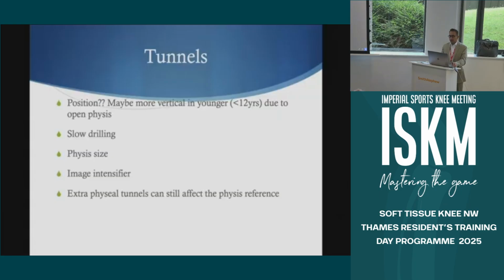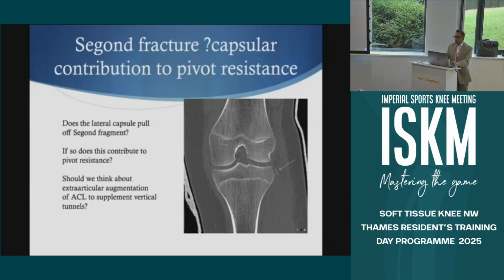You want very slow reaming speeds. I always do it under image intensifier. God knows what that's doing to the lenses in my eyes and my thyroid. And you don't want any hardware crossing the physis. Sometimes the tip of my screw just tickles the tibial physis, but it's not too bad. What about this? What's that? Segond. Why is that important? Well, that's where the anterolateral capsule inserts, and this was the logic behind thinking about the anterolateral ligament and what happens outside the joint, because the Segond is associated with ACL injury.